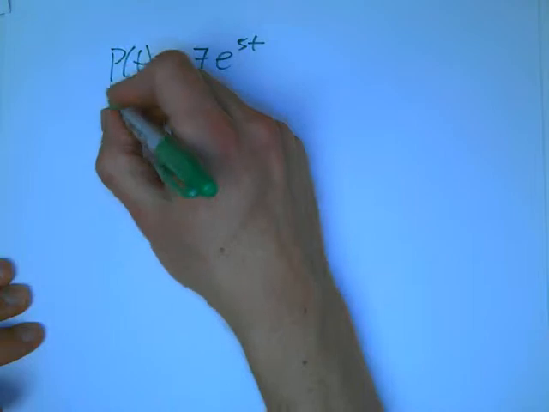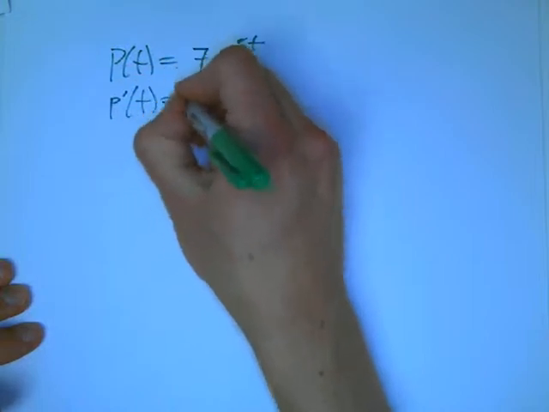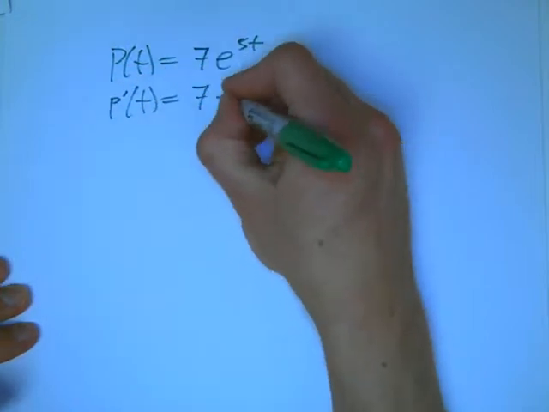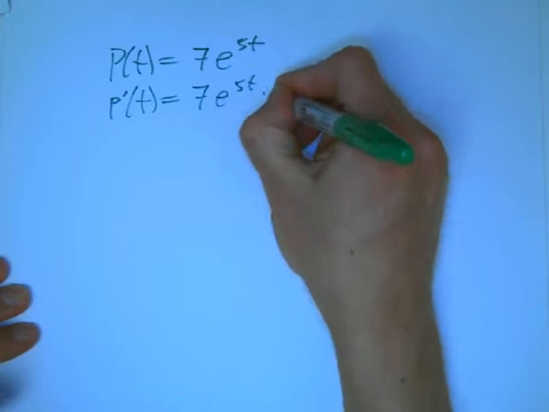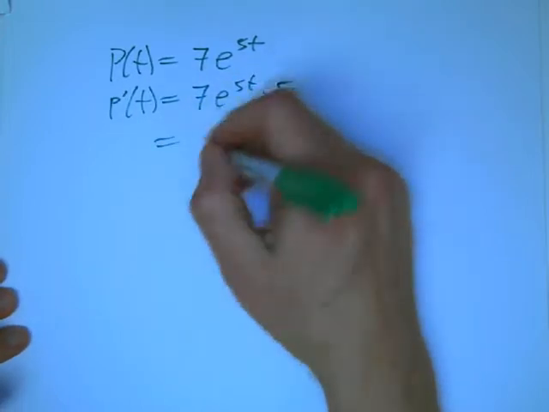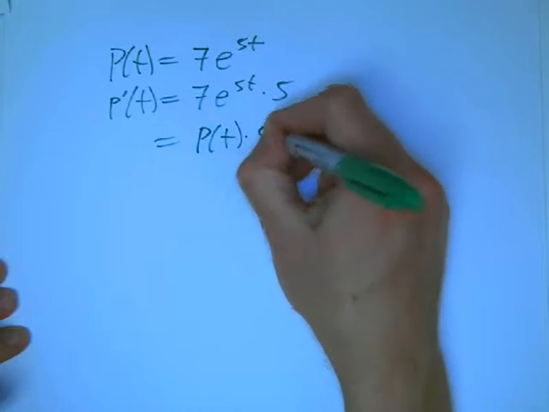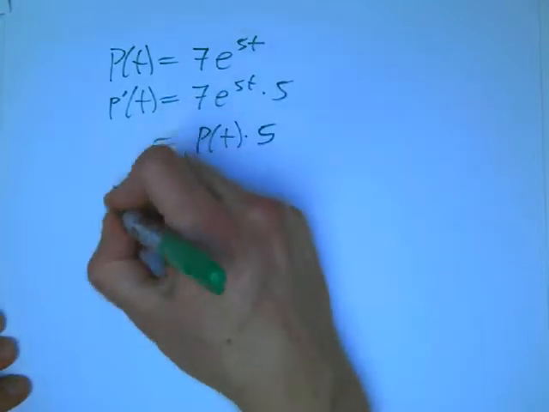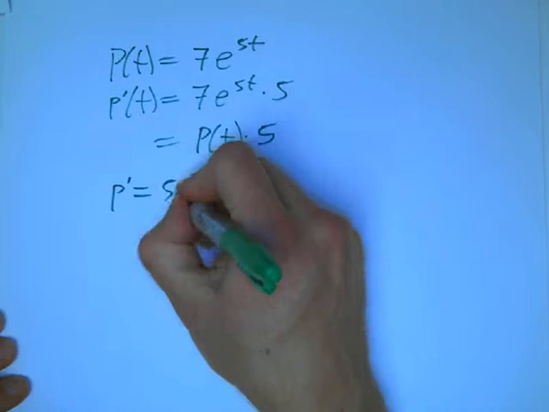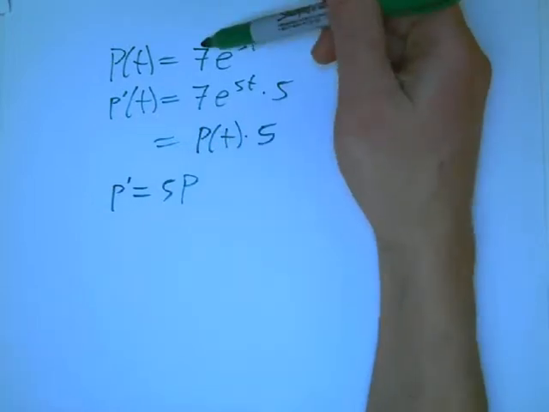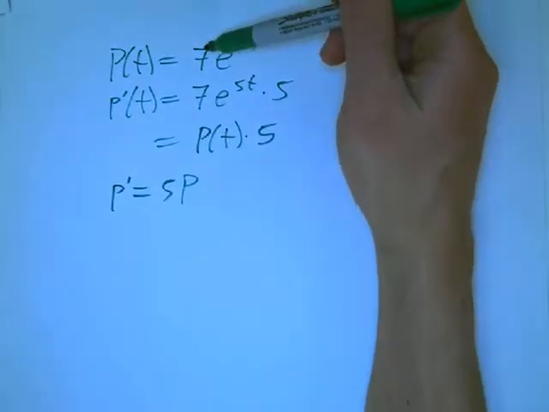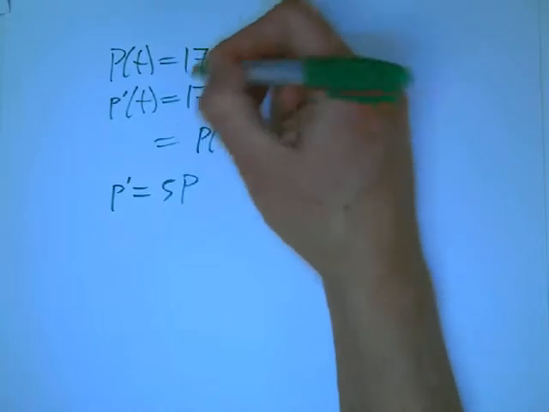Let's say 7 e to the 5t. Take its derivative. P prime is going to be 7 e to the 5t times 5. Well, that's still what you started with, times 5. So what differential equation does that solve? P prime equals 5p. That would have been true without the 7 there. It's true with the 7.